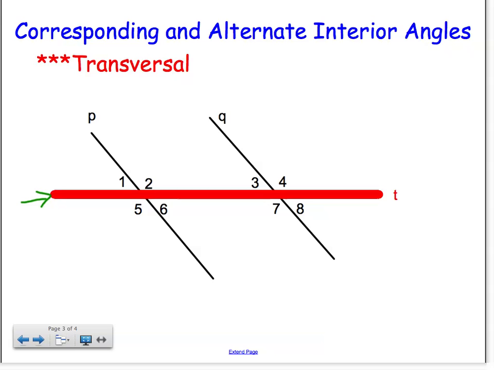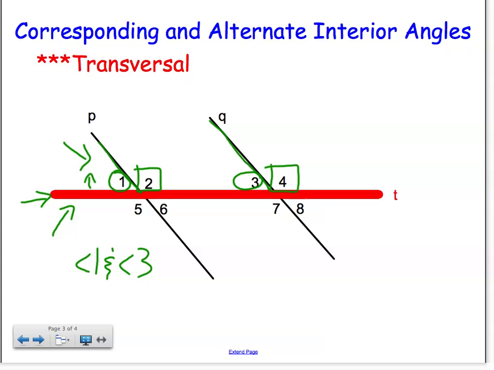Okay? Now if we look at corresponding angles, they're going to be on the same side of the transversal, so they either all have to be on the top side or all have to be on the bottom side. And they are going to be in the same position. So corresponding angles in this one might be 1 and 3. They're on the top side of the transversal and they're in the same spot. They're to the left of that parallel line. Okay? So maybe angle 1 and angle 3 are corresponding. Another one would be angle 2 and angle 4.